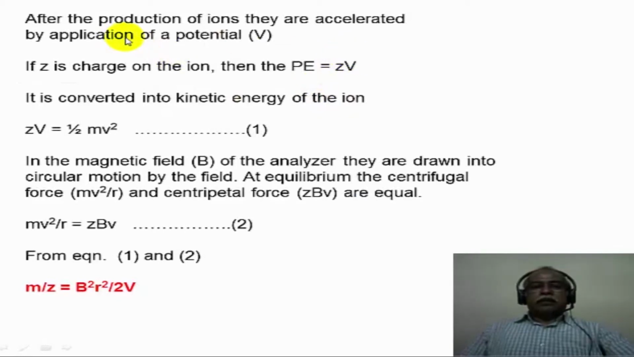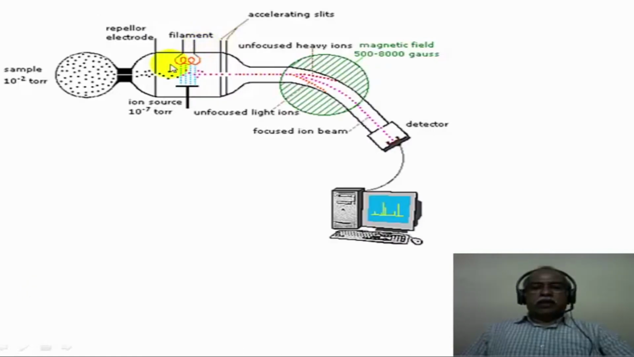Now after the production of the ions, they are accelerated by application of a potential V volt. In other words, the ions are produced here, and a potential of V volt is applied between these two electrodes, so that the ions that are produced get accelerated towards that particular electrode.